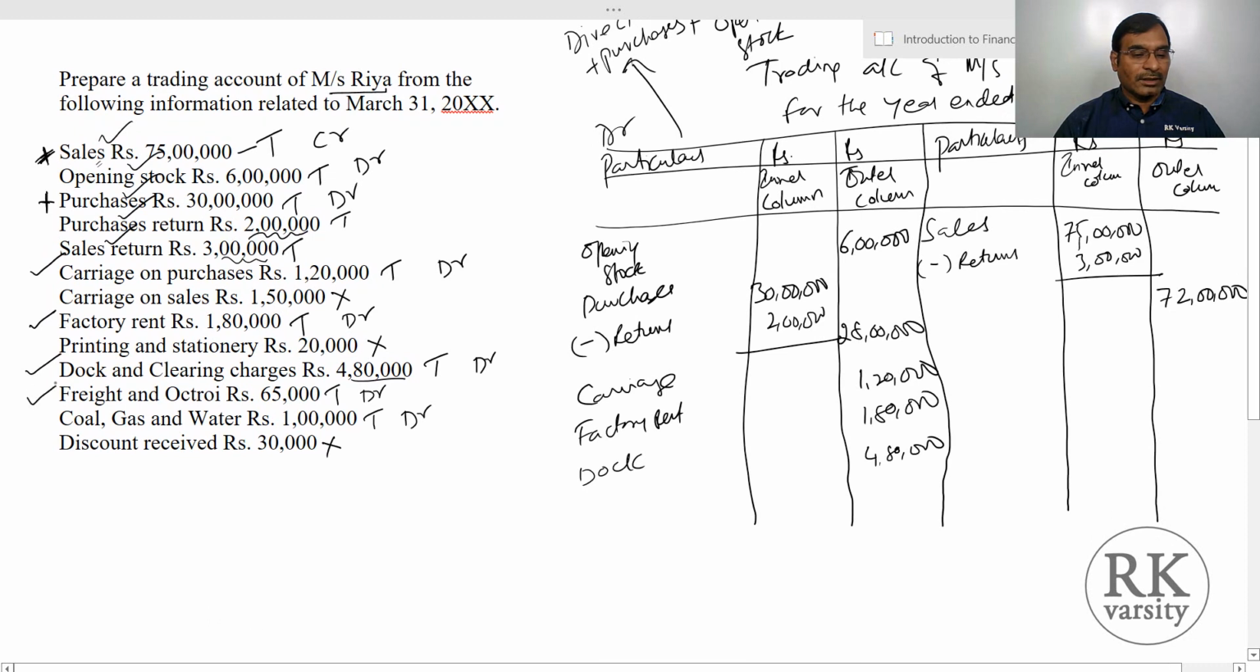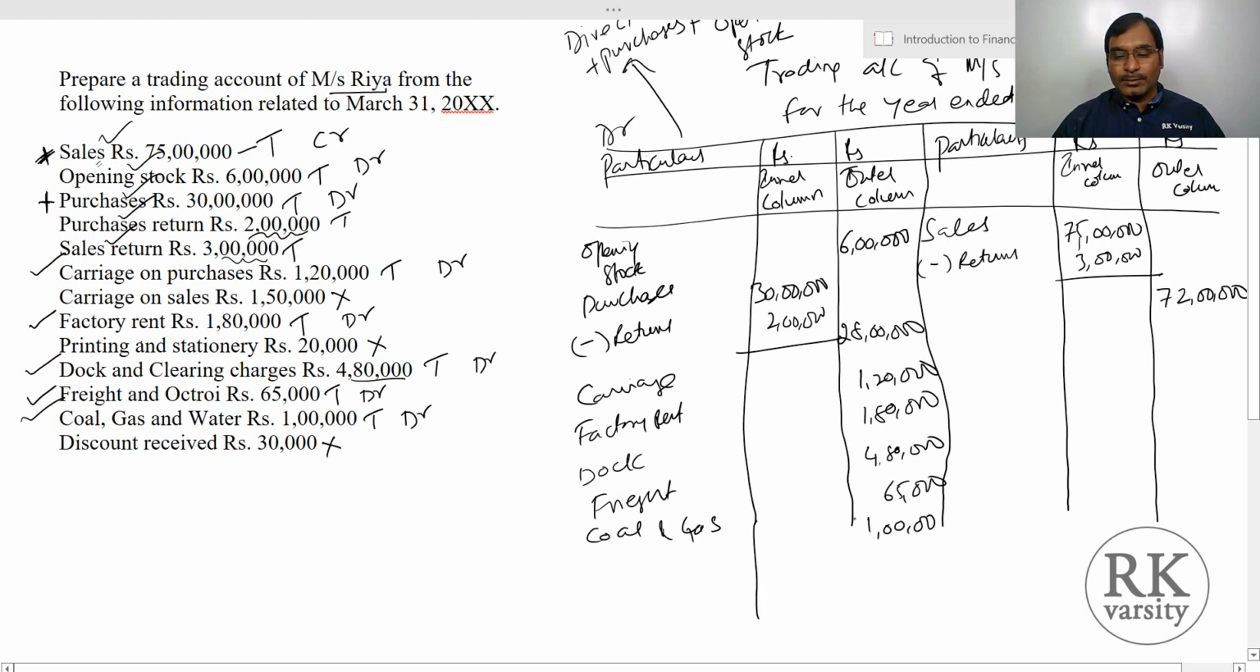Then freight and octroi. So here you have freight charges. We'll take freight 65,000. Then coal and gas. So we'll take coal and gas. Amount is 1 lakh. We'll take the 1 lakh here.